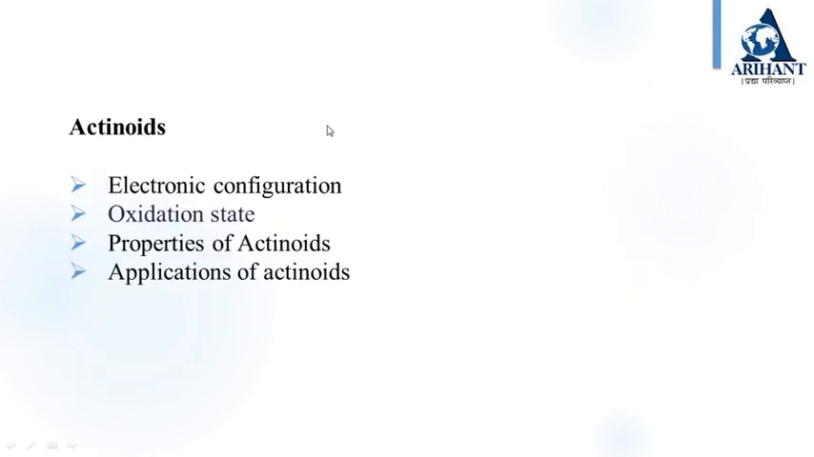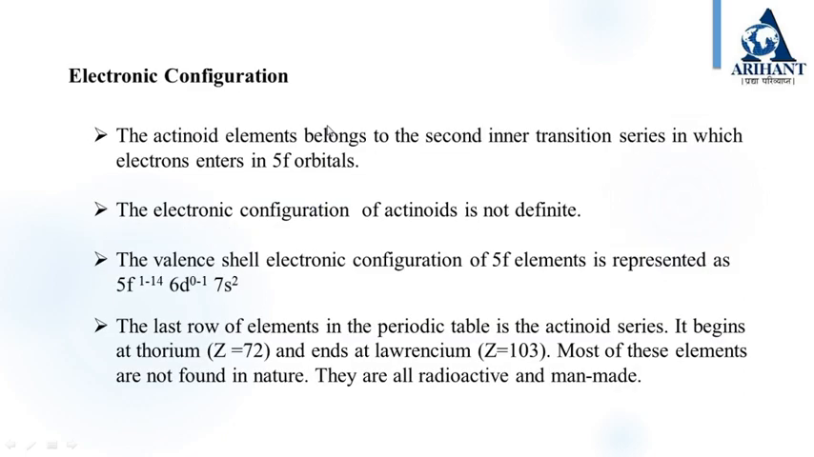Now we will see the actinoids. Their electronic configuration, oxidation state, properties, and applications. First, we will see the electronic configuration in actinoids. The actinoid elements belong to the second inner transition series in which electrons enter the 5f orbitals.